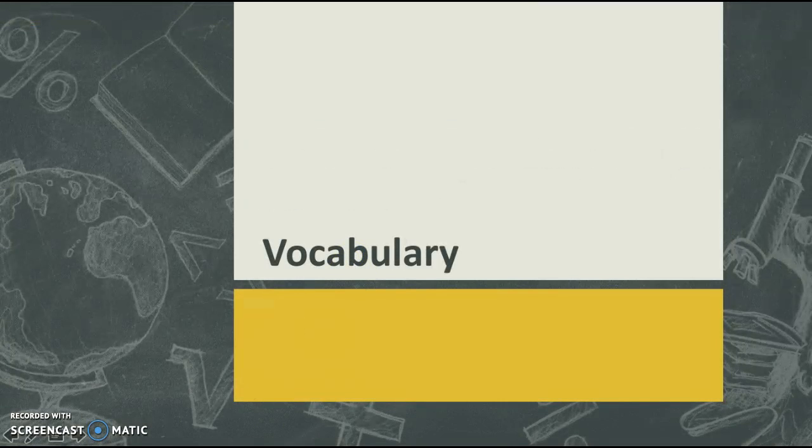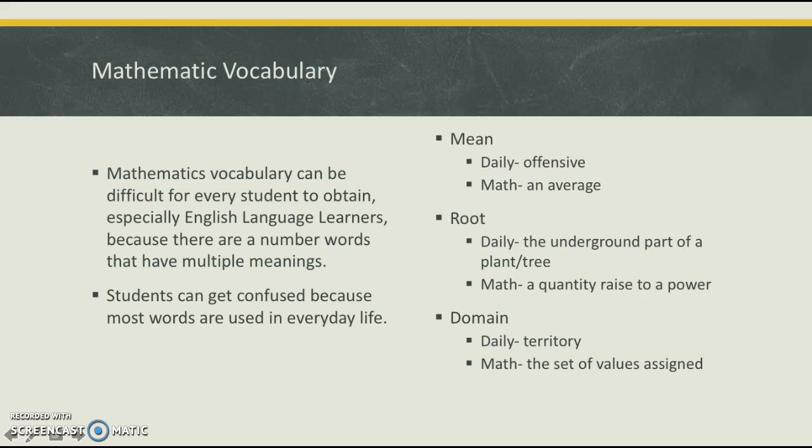Next we'll talk about vocabulary. Mathematics vocabulary can be difficult for every student to obtain, especially English language learners, because there are a number of words that have multiple meanings. Students can get confused because most words are used in everyday life. An example of this would be mean. The daily meaning is offensive. In math, it means an average. Root has a daily meaning of the underground part of a plant tree. In math, it means a quantity raised to a power. A domain means a territory, but in math, it means a set of values assigned.